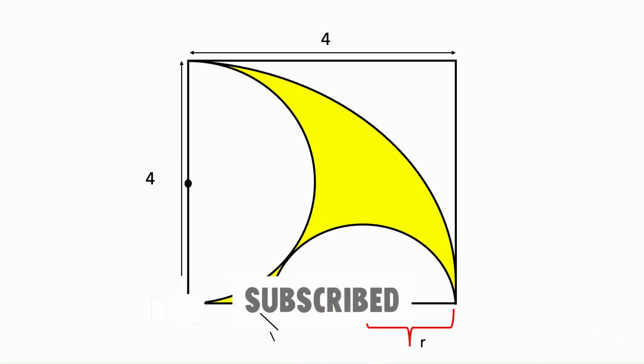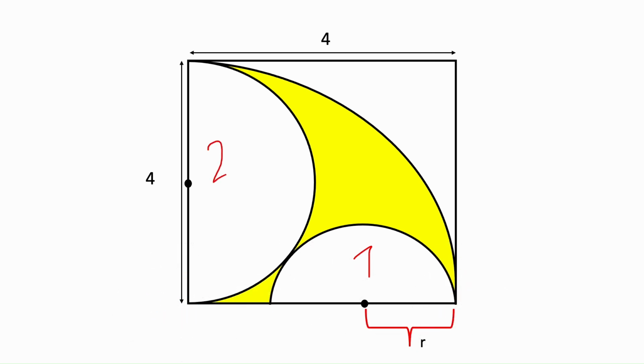As we can see here, for example, this is circle number 1 and this is circle number 2. For circle number 2, we have the radius because it's going to be half of the 4. So we know it's going to be 2. But for circle number 1, we don't have the radius. So we should find it. Let's go and see how we can find r here.